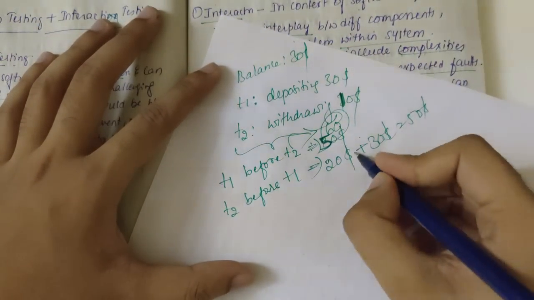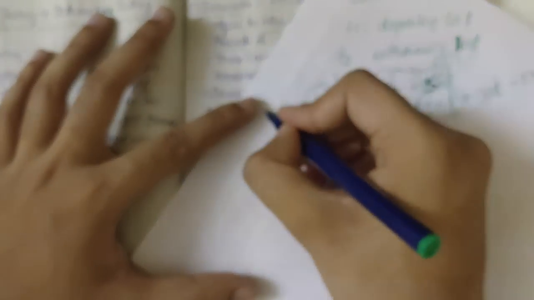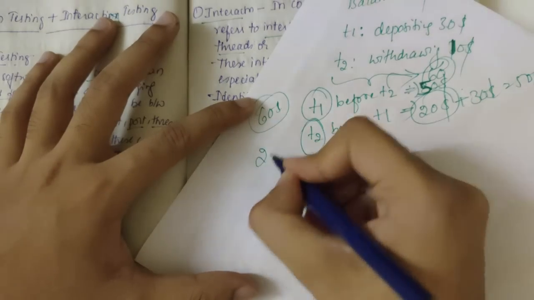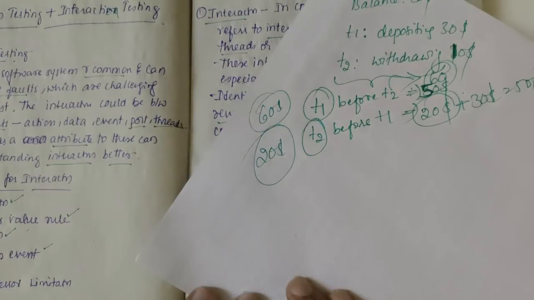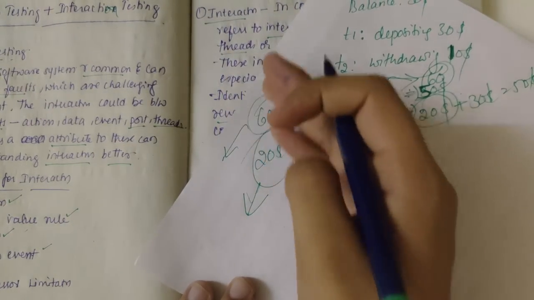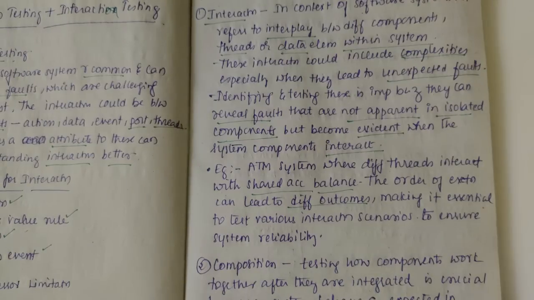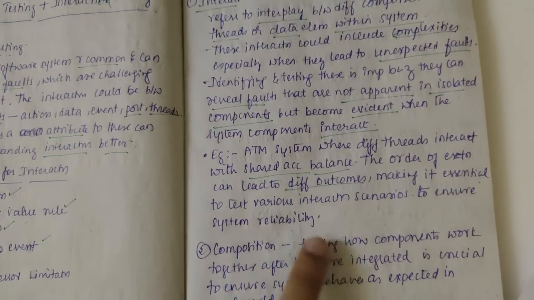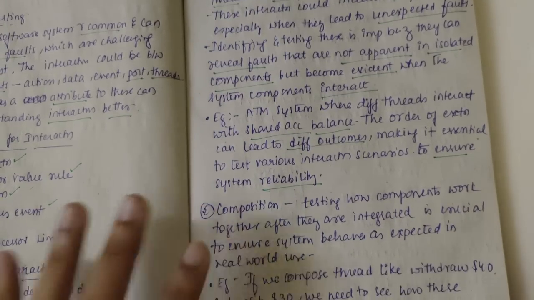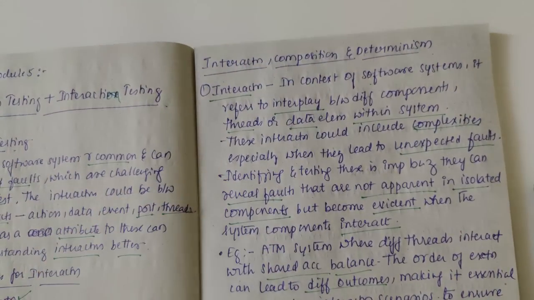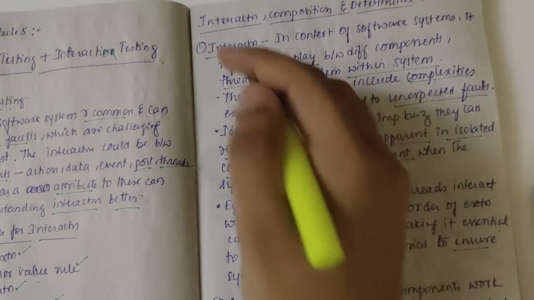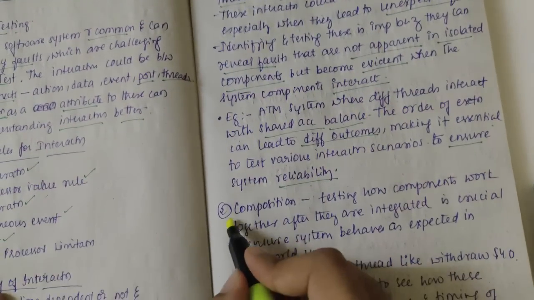But the first time when we did the first execution of T1, I had $60 in my balance, but with the first execution of T2, I had $20. So if I don't perform the next operation and withdraw the money, then it is not proper; it is not equal. So that's what they have told here, making it essential to test various interaction scenarios to ensure system reliability. Firstly, we looked into what interaction is, so make sure we write the proper definition of interaction, why it is important, and give an example.